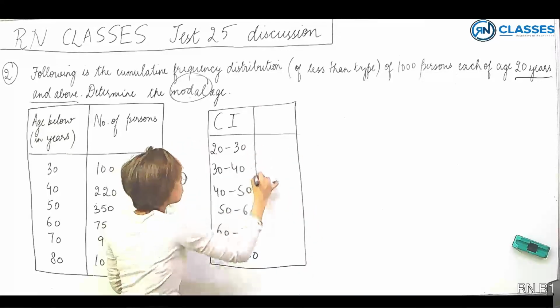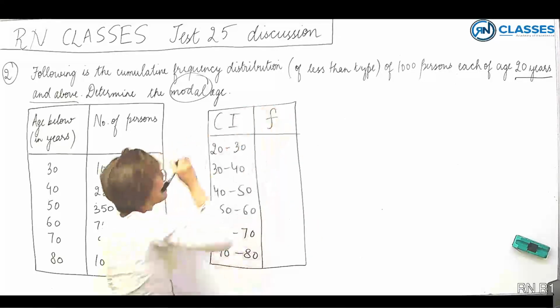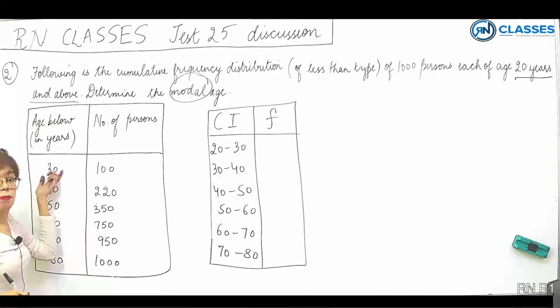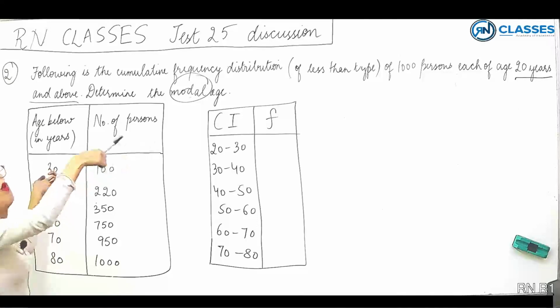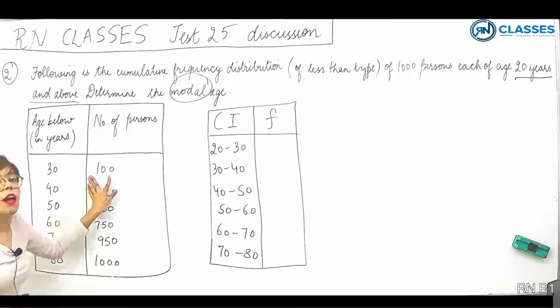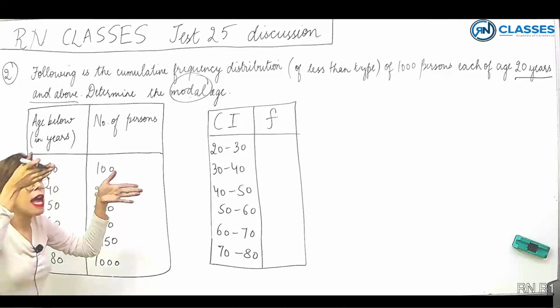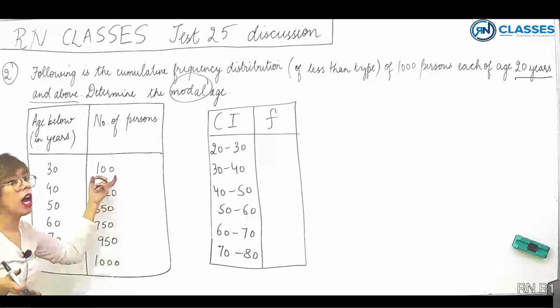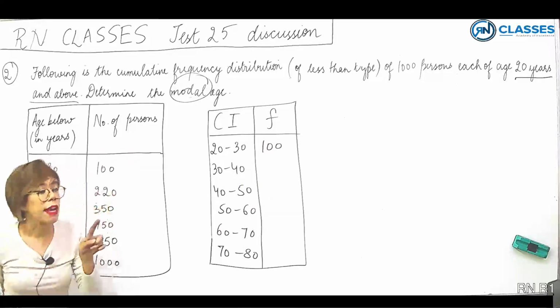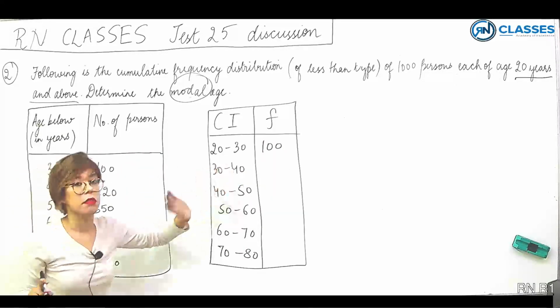Right? Okay, so now I can write the corresponding frequencies as well. Writing the frequencies, not a big deal. Now let's see. He says I have 100 people below 30. Right? Now everybody is above 20. Right? Below 30 there are 100. That means between 20 and 30 there will be 100 people. Right? Now I need to find the number of people in 30 to 40.